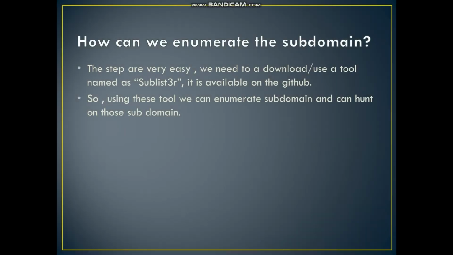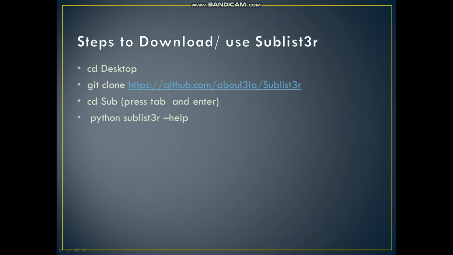So up till now we have discussed what subdomain enumeration is and why we need to do it. Now we are going to discuss how we are going to be able to do the subdomain enumeration. The enumeration of subdomains is very easy with the help of a tool known as Sublist3r, which is available on GitHub. It is the best tool I can think of for listing out all of the subdomains of a particular website. So let's understand how to download it.